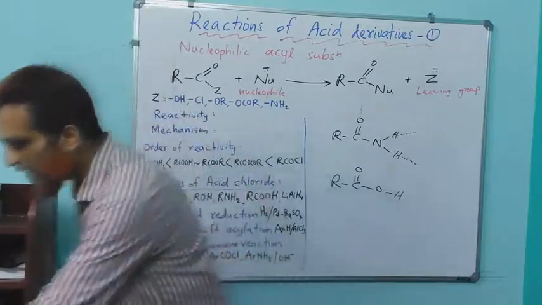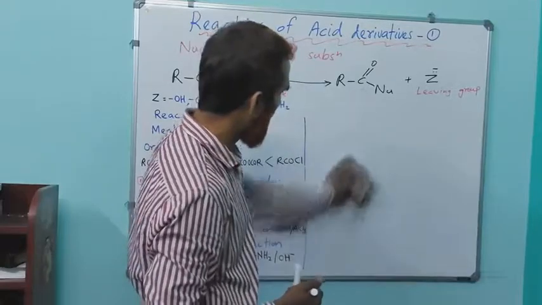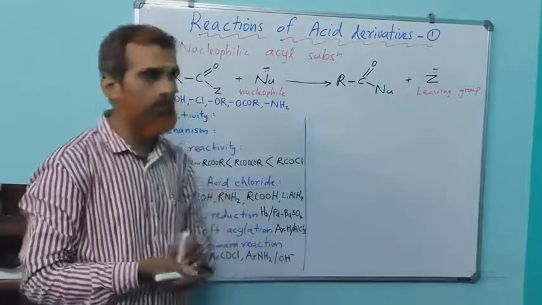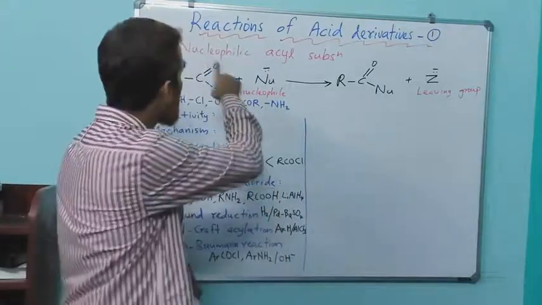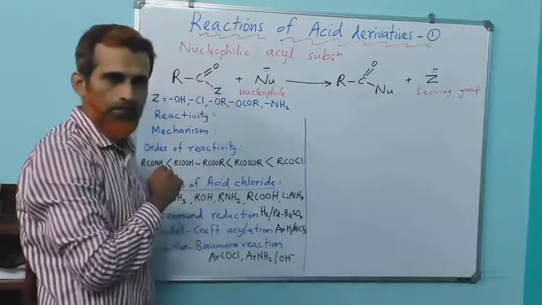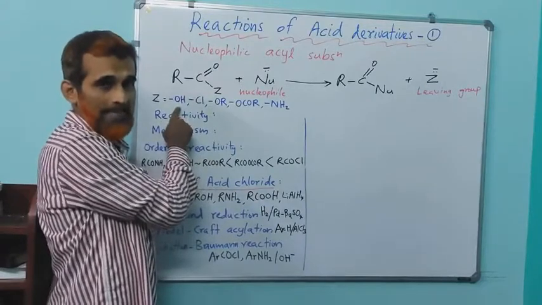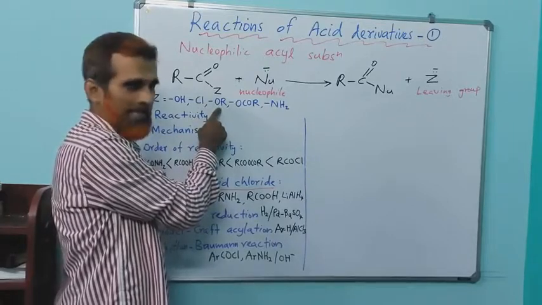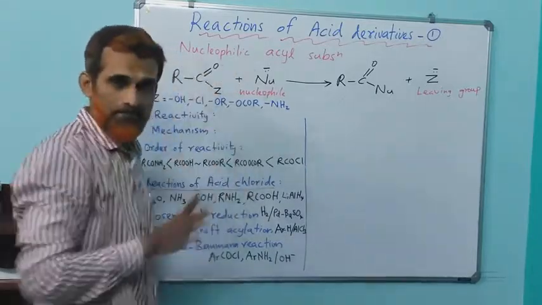Okay. Now coming to the chemical properties or chemical reactions, that is the main focus of this class. Chemical reactions of acid derivatives. The most common reactions of acid derivatives are nucleophilic acyl substitution. This is the acyl group. Z can be OH, that means the parent acid. If it is Cl, it is acid chloride. OR means ester. This is anhydride and amide.